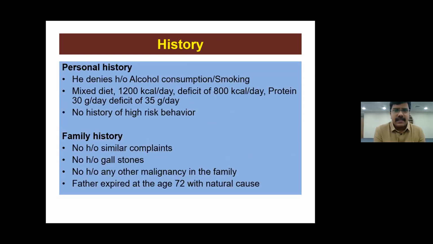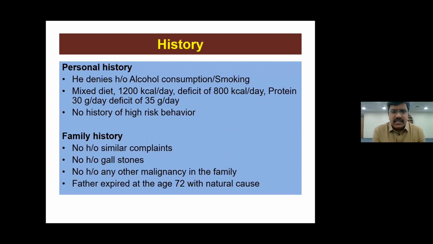Coming to the personal history, he denies history of alcohol consumption or smoking. He takes a mixed diet. Currently, he was taking 1200 kilocalories per day, sir, with a deficit of 800 kilocalories per day. And for protein intake, he was taking 30 grams per day with a deficit of 35 grams per day, according to his weight of 65 to 66 kg. No history of high risk behavior.